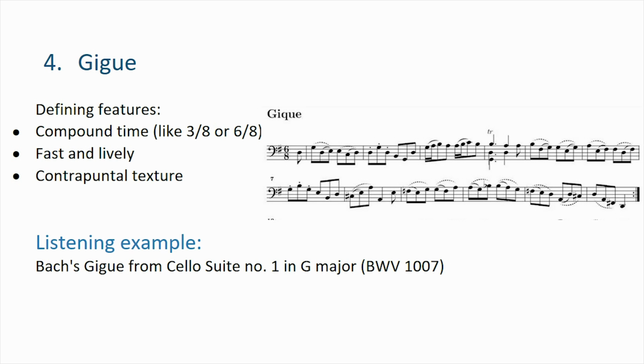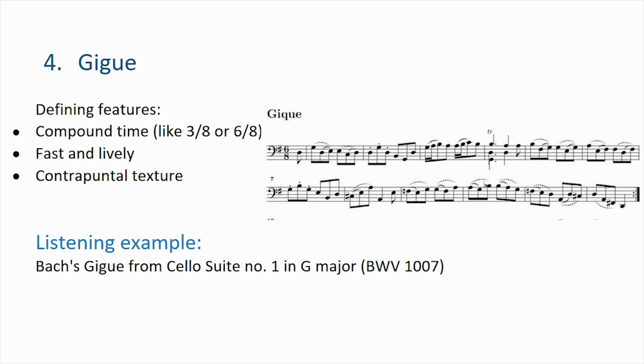The gigue, or jig, is the last movement of a typical dance suite. It's English in origin, but it was imported to France in the Renaissance and Baroque eras, where it became really popular. So some features of the jig are its compound time. So instead of being in 4, it's going to be like 3/8 or 6/8.